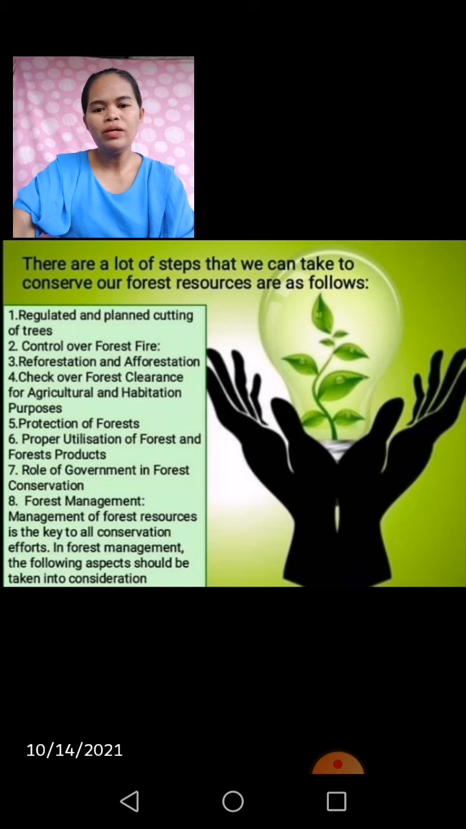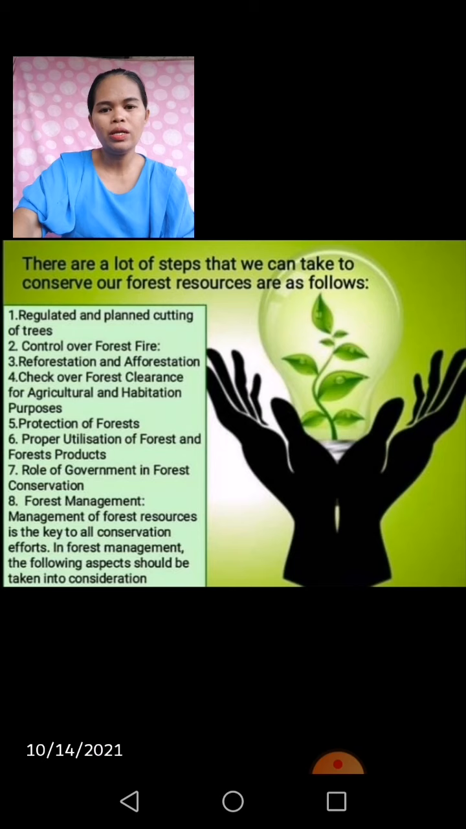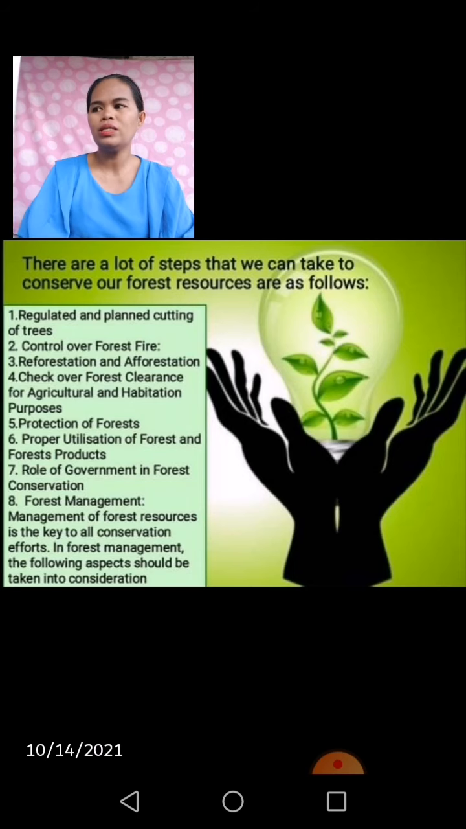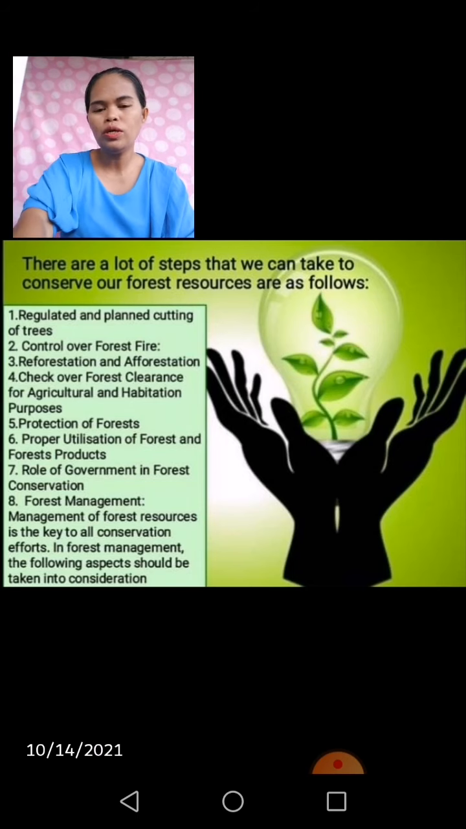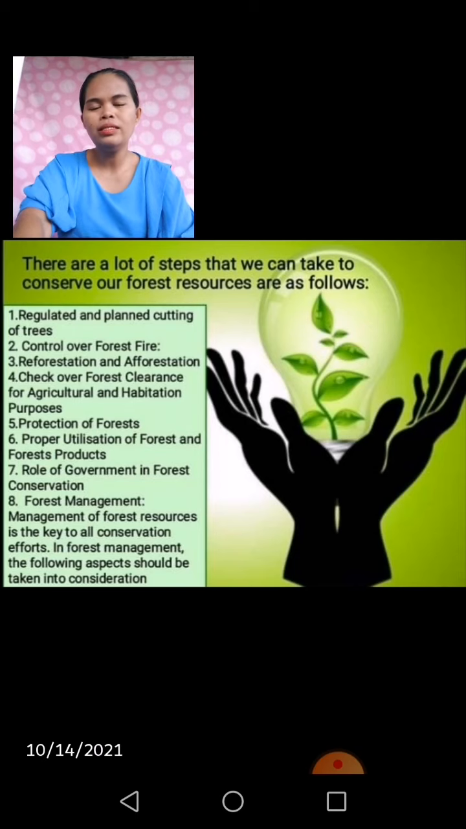So number 8 is forest management. Forest management is the key to all conservation efforts. In forest management, there are following aspects that should be taken into consideration. One of them is survey of forest. When we say survey of forest, it is an inspection or survey of woodland or forest to ascertain the kinds, qualities, and number of trees on a given area.